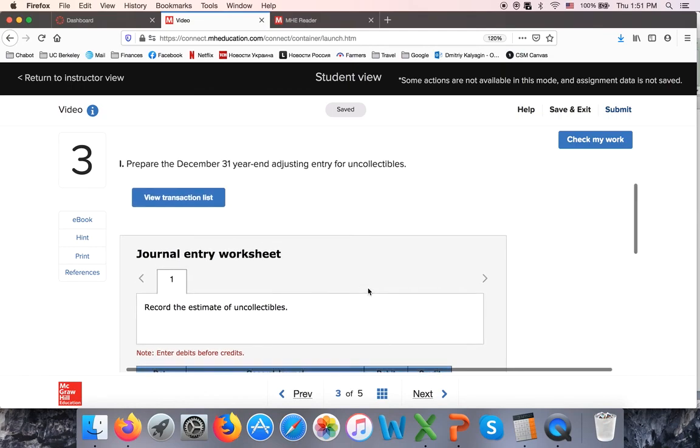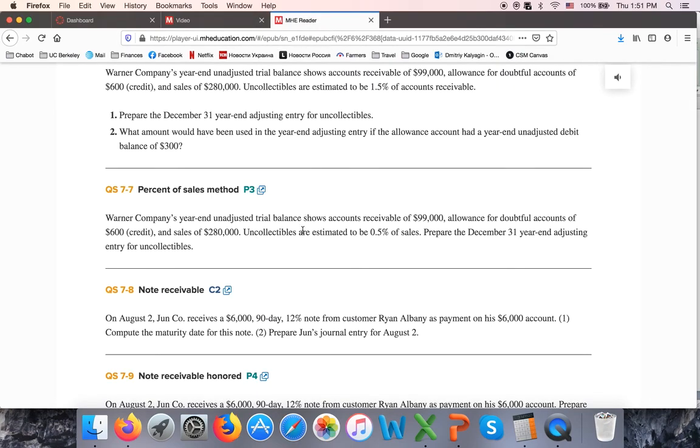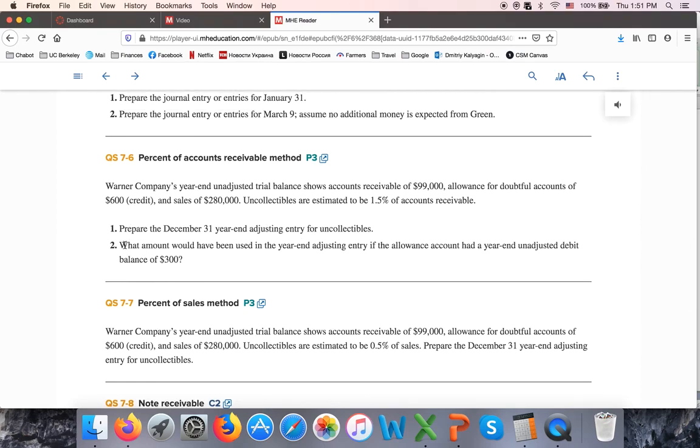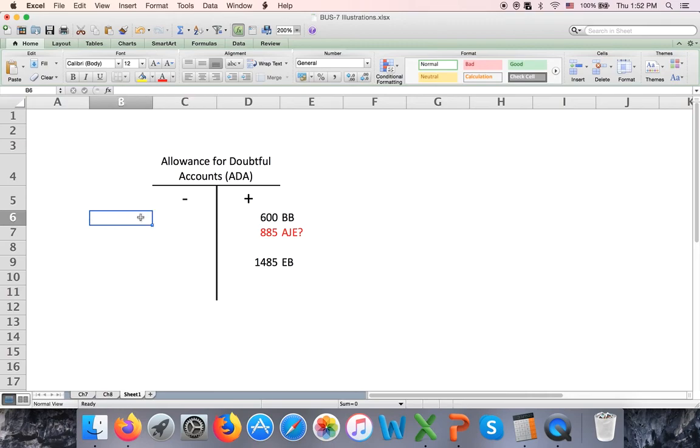Okay, the second part, let me go to the textbook. So quick study 7-6. The second part says, what amount would have been used in the year-end adjusting entry if everything is the same, but the allowance account had a year-end unadjusted debit balance? So instead of the credit balance of 600, what would happen if we had a debit balance right here? So beginning balance would be 300. And again, why would it happen? Because, you know, we would have a debit balance if the company underestimated in the previous period.